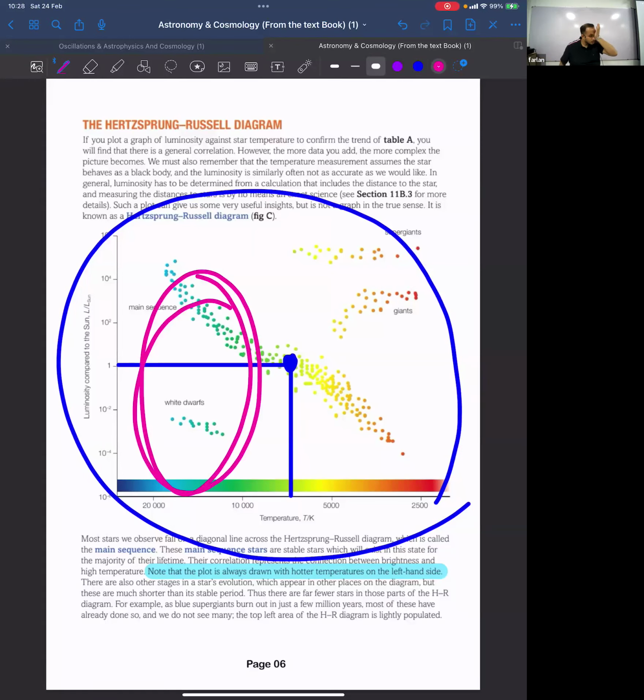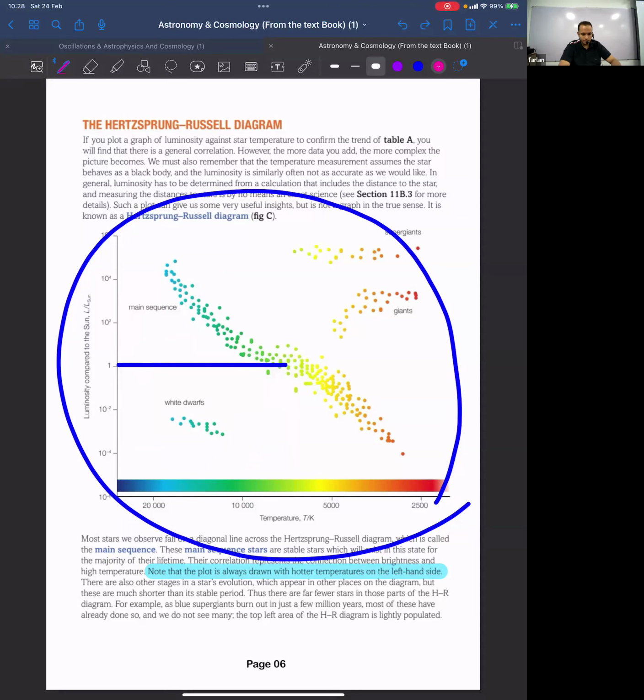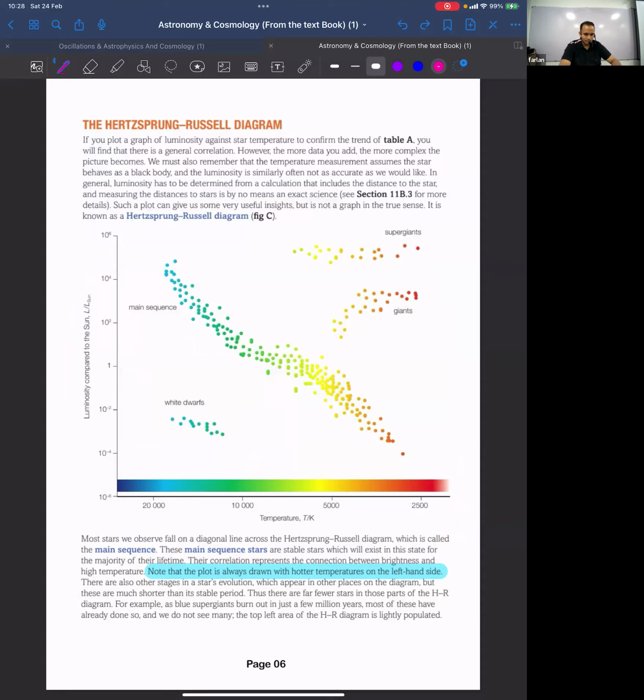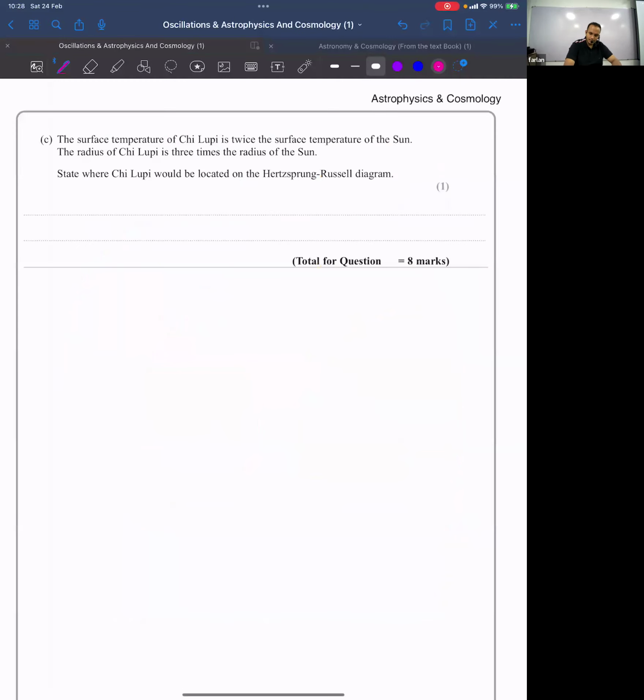Okay, this new star that they are speaking about is definitely on the left side. Left side where? Is it going to be on the main sequence or below that? So how do we decide that? For that they have given some radius and temperature information. They are saying the radius of Chi-Lu P is 3 times the radius of the sun.